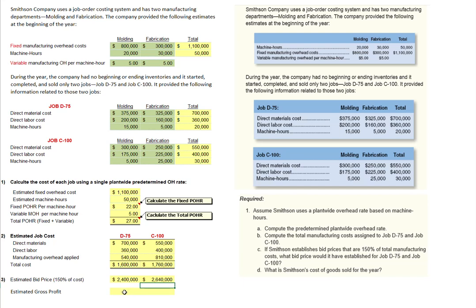Our estimated gross profit on each one of these jobs, if our cost figures are accurate and if the buyer accepts our bid price, will simply be our selling price of $2.4 million minus $1.6 million, $800,000 for job D75, and $2,640,000 minus $1,760,000, or $880,000 for job C100.